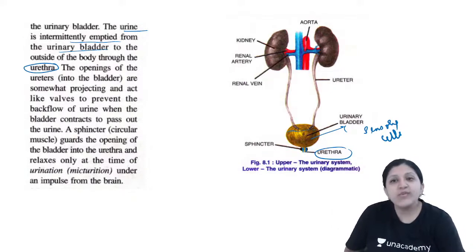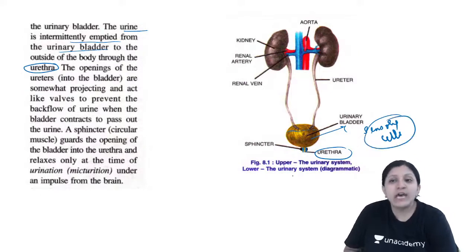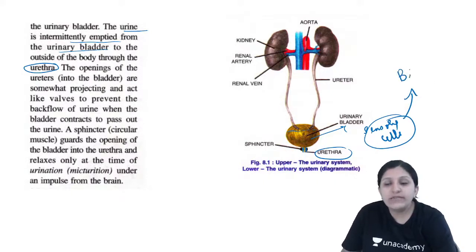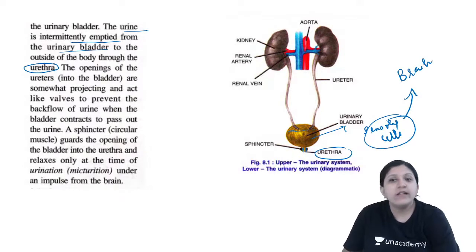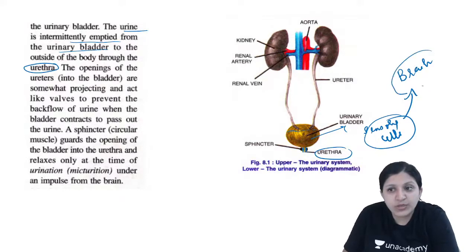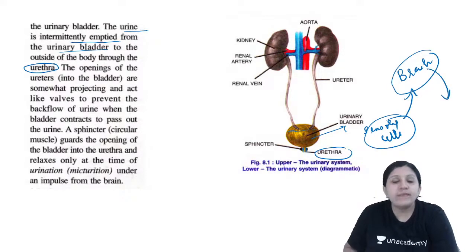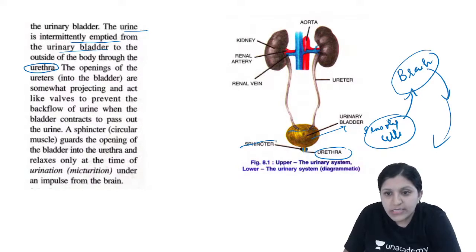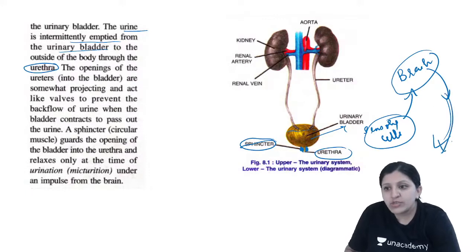So that is when what will happen? These sensory cells are going to sense the urine that is present, and the brain is going to receive the signal. Through the sensory neurons, the impulse or message is sent to the brain. Then the brain will send a message back through the motor neuron to the urinary bladder area, to the sphincter muscles. You can see here the sphincter muscle is here.